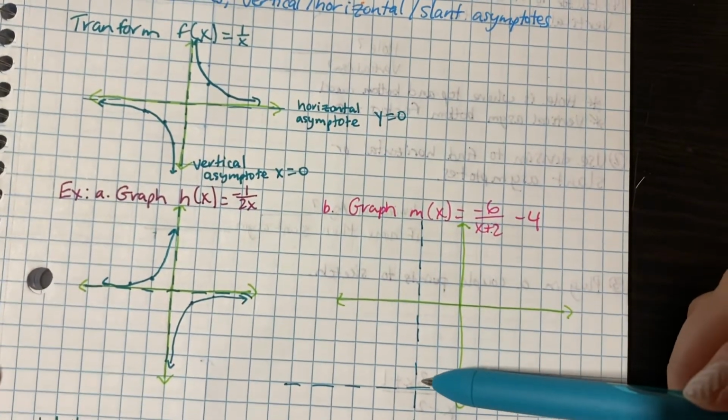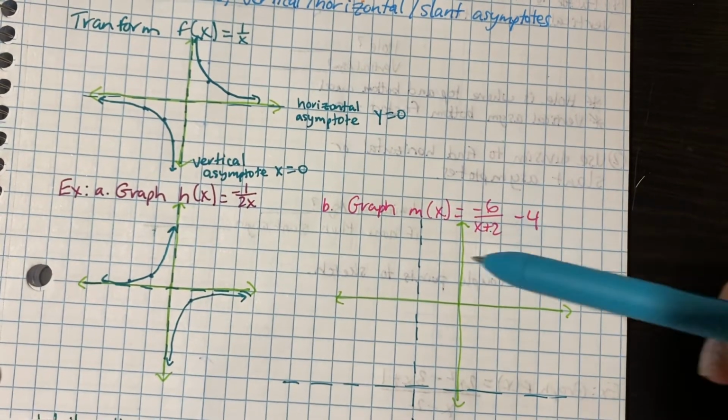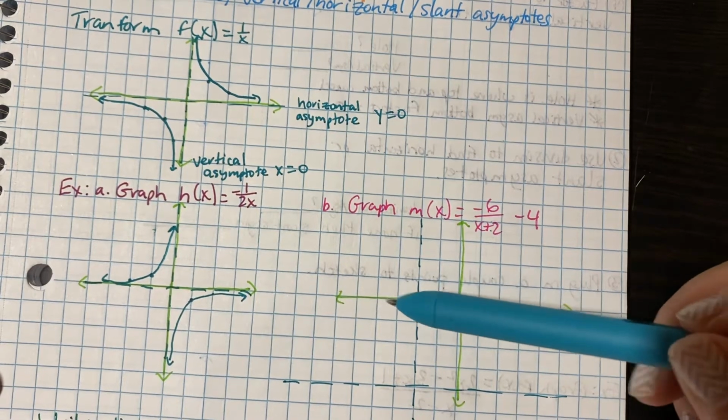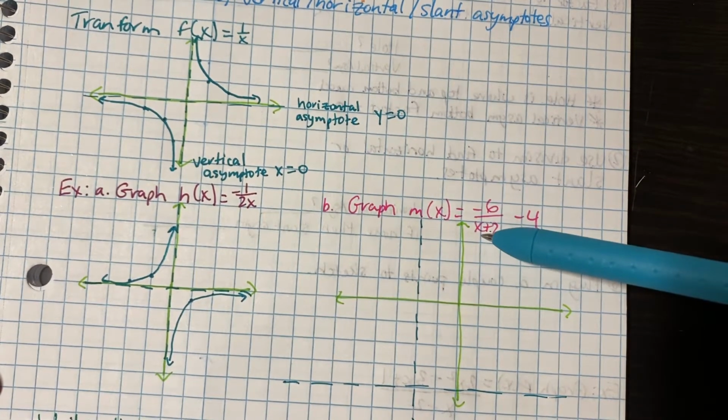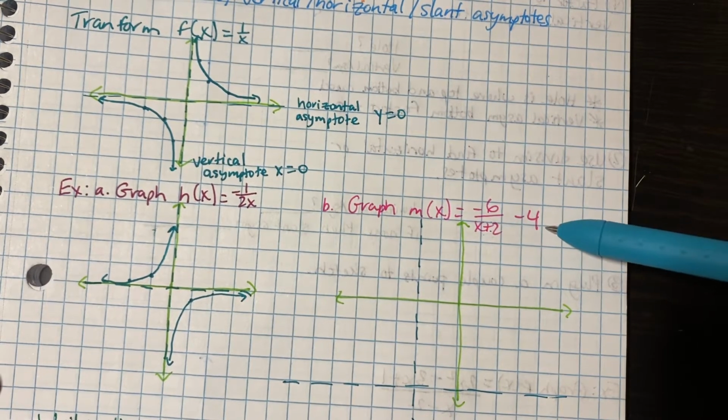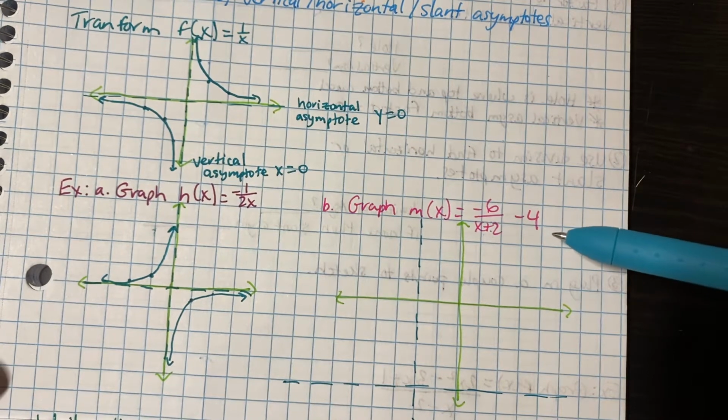So I might plug in a number because something's going on here. So what if I plug in a 4? 1, 2, 3, 4. I plug in a 4 here. I'm going to have negative 6 over 6 is negative 1. Minus 4 is negative 5.